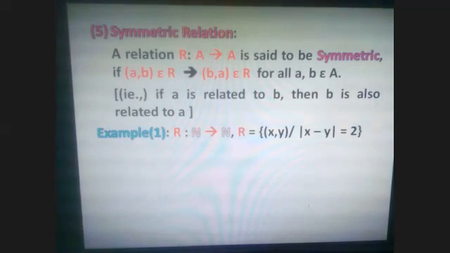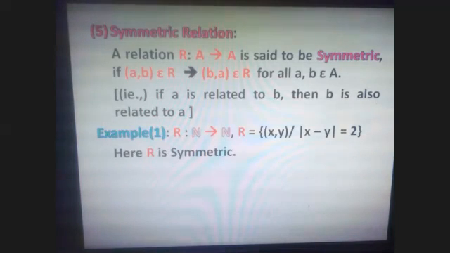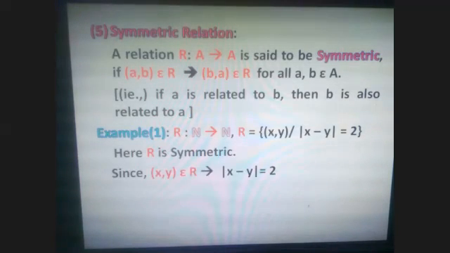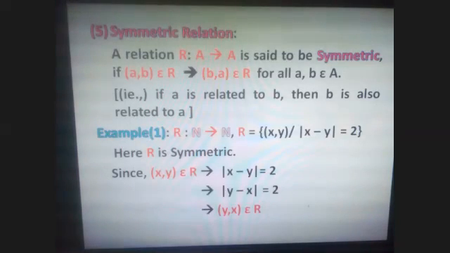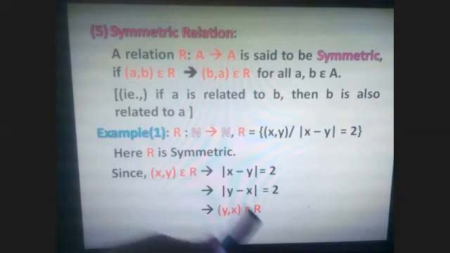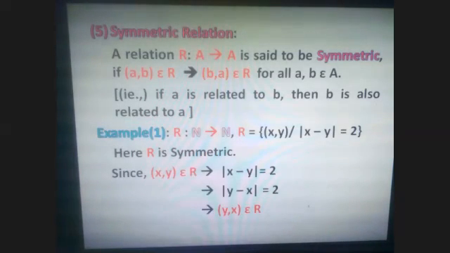For example, R from N to N, N is the set of natural numbers, the set of (x, y) such that |x - y| = 2. Well, we can show it is symmetric. Suppose (x, y) is a member of R. When (x, y) is a member of R, |x - y| is equal to 2. But |x - y| = 2 is as good as |y - x| = 2. That means (y, x) is a member of R. So what we observe is when (x, y) is a member of R, (y, x) is also a member of R. That means the relation is symmetric.